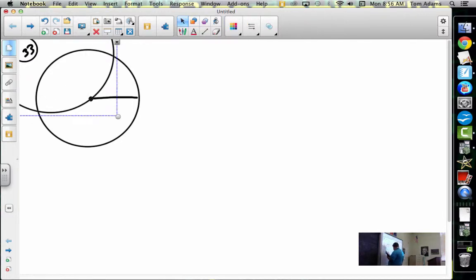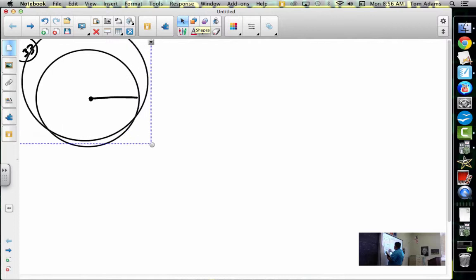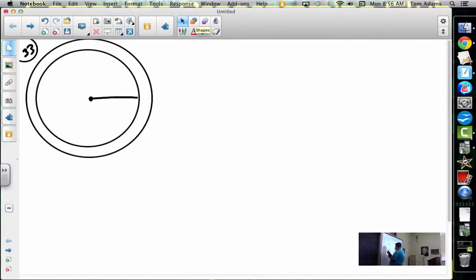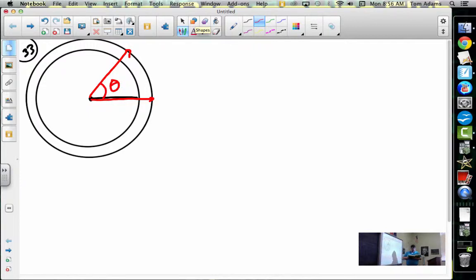Let me see if I can get it to where you guys can see it. So you have two circles, and they share the same angle. So you have one angle theta, and you've got to find theta. We have theta, and we have the first radius, which would probably be the shorter radius.